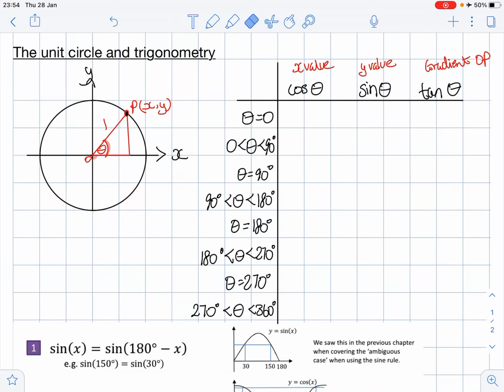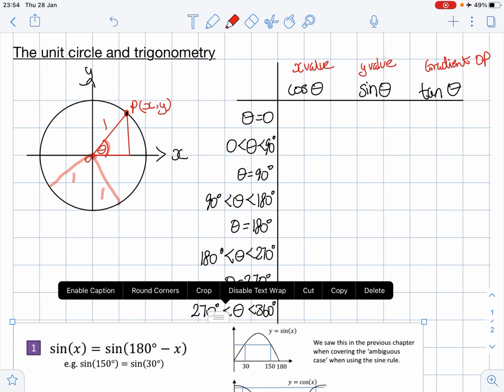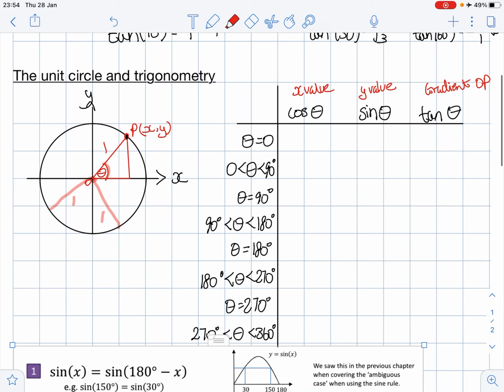Hello everyone. Now we're going to look at what is a unit circle. A unit circle, by its name you can tell the radius is 1, so it's only 1 unit. No matter where you draw, from the center to the circumference, the unit is always 1.